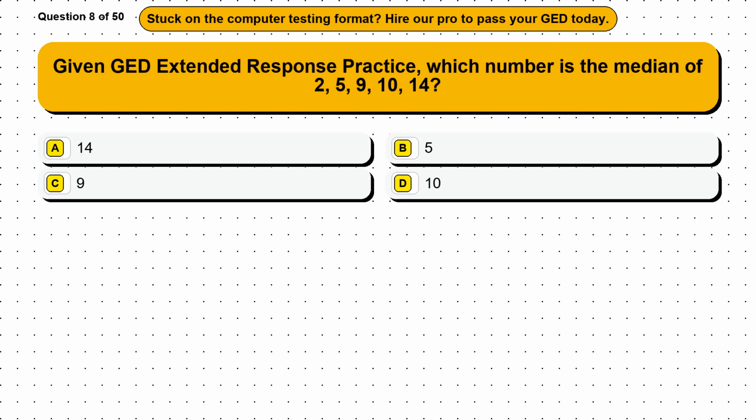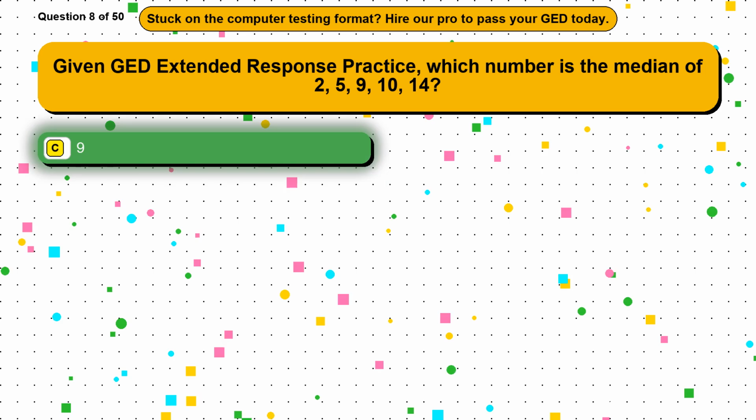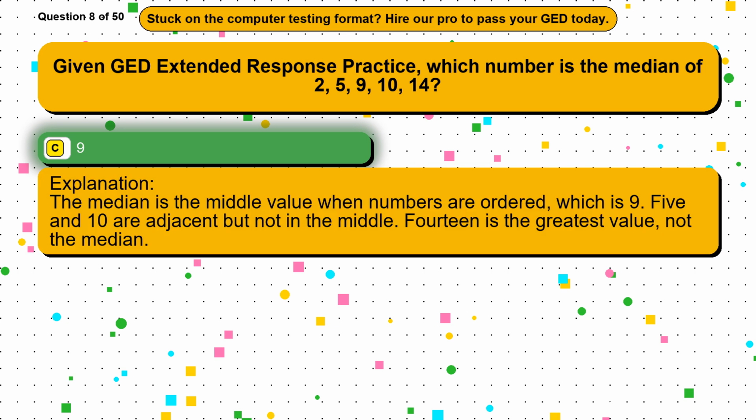Question 8. Given GED Extended Response Practice, which number is the median of 2, 5, 9, 10, 14? Option A, 14. Option B, 5. Option C, 9. Option D, 10. The correct answer is option C. 9. The median is the middle value when numbers are ordered, which is 9. 5 and 10 are adjacent but not in the middle. 14 is the greatest value, not the median.